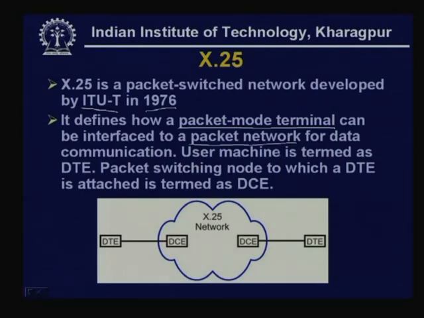Here the user machine is termed as DTE, as we already know. This is the terminal, the data terminal equipment, and the packet switching node to which this data terminal equipment is connected is termed as DCE. We are already familiar with these two terms, and as you can see, DCE is part of that X.25 network, and this particular specification explains in detail how a DTE working in packet mode can interface with the DCE and can perform packet transmission.